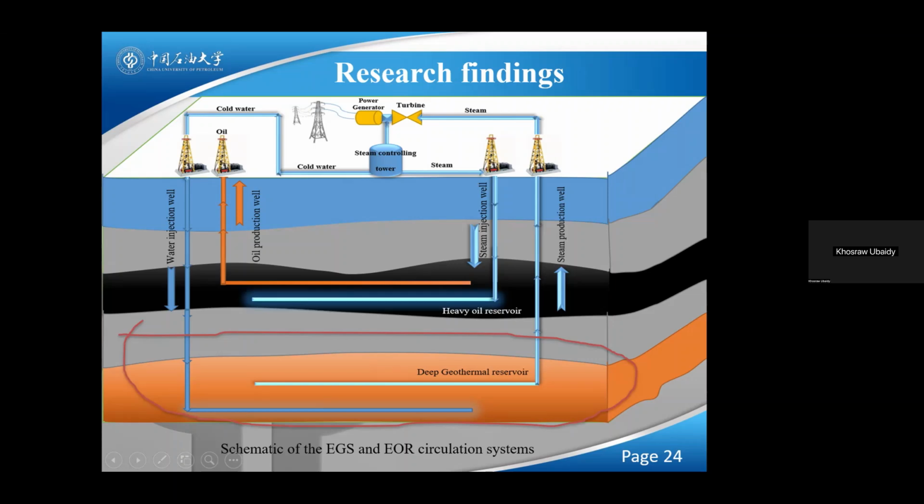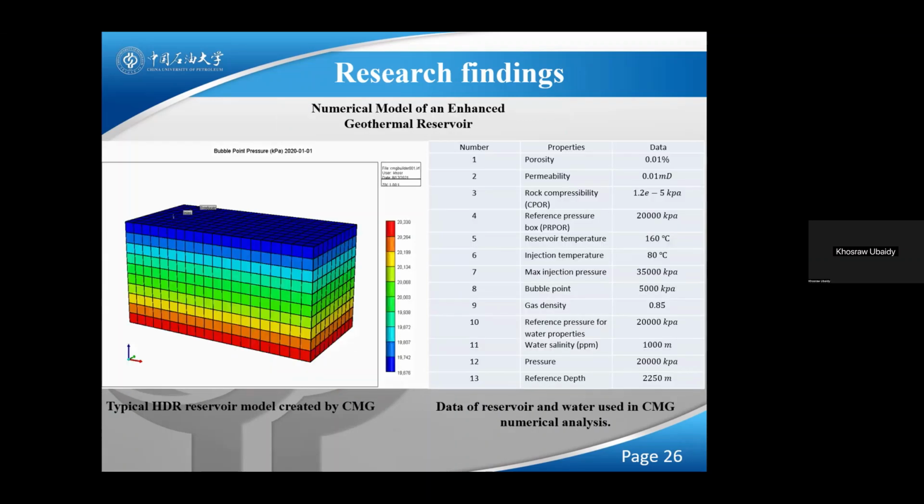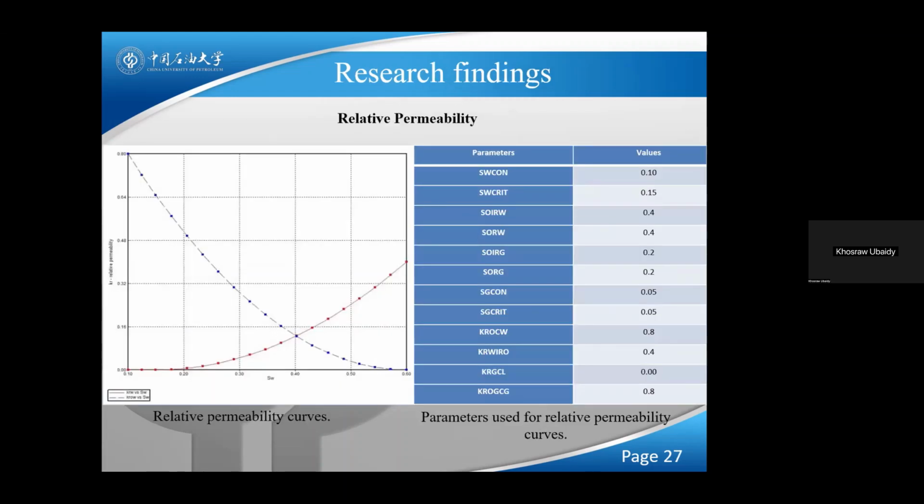So for this stage, we have two systems, two simulation stages, and also modeling for both of them. Here we already said numerical simulation, optimization, design and sensitivity analysis. So how are we going to manage this, which is our optimal outcome? This is the numerical model for enhanced geothermal reservoir, which we run with Computer Modelling Group, or CMG. And here we can see the relative permeability curve, which is oil wet.